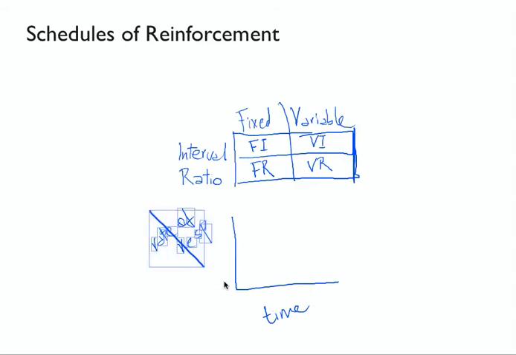Typically, the way that we represent the effects of schedules on behavior is through cumulative records. So this is the cumulative number of responses. It has to go up because it is cumulative over time on a particular schedule. And so, as you may imagine, now we're talking about what behavior we expect the animal to show.